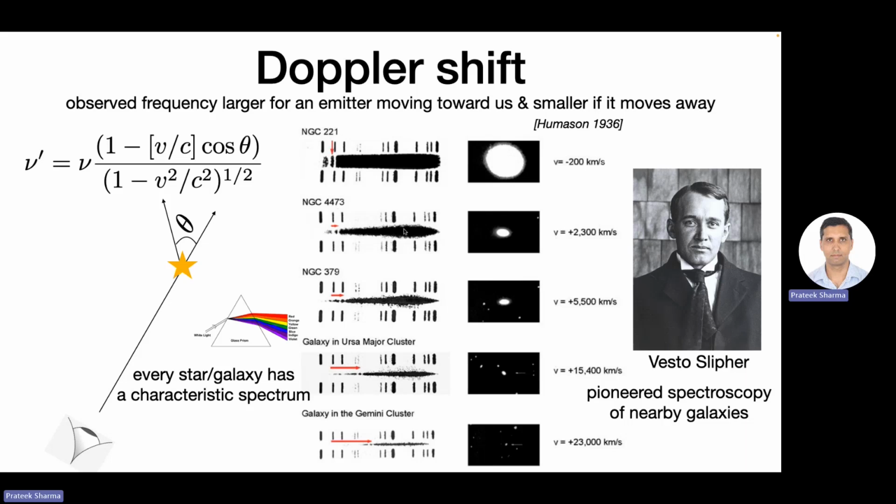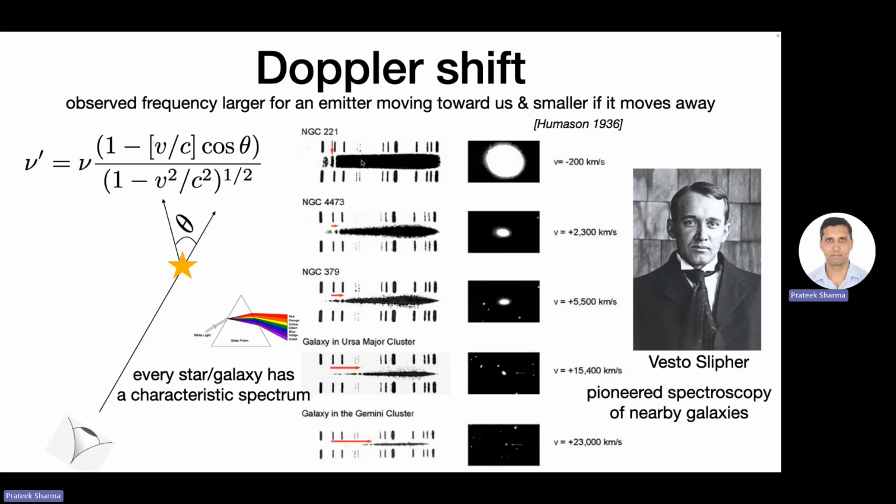Now, this is a galaxy which has a velocity of 2,300 kilometers per second. Positive sign means redshift. That's the convention. This is how it appears. You just track this feature, okay? This feature is here.